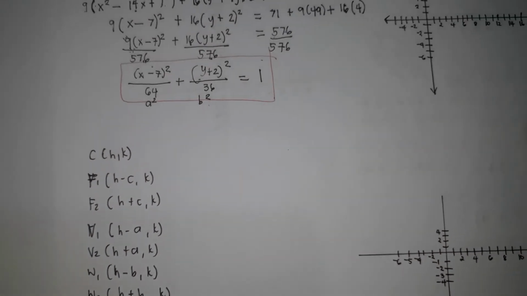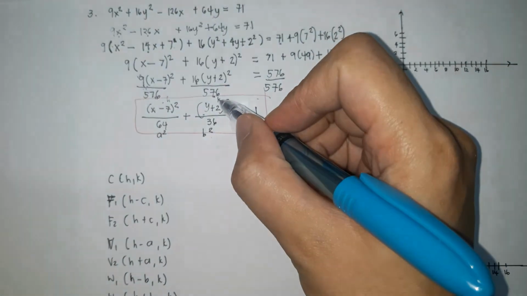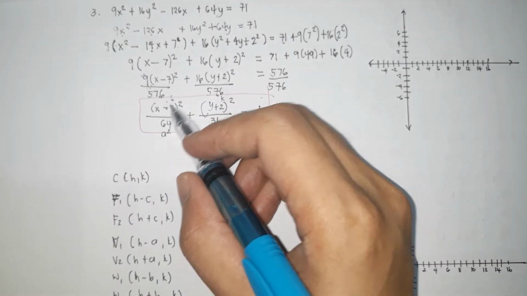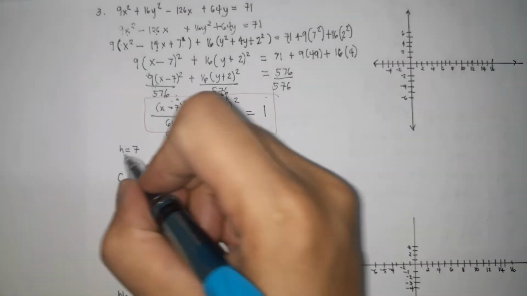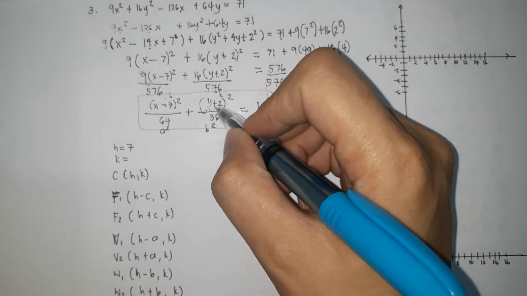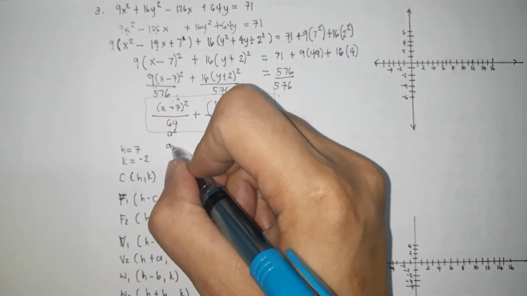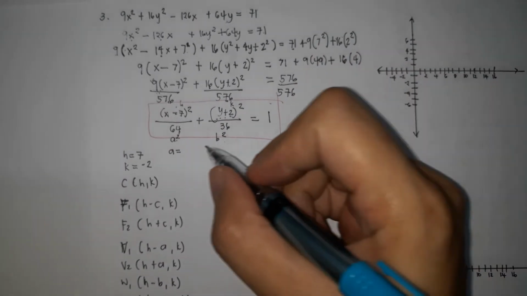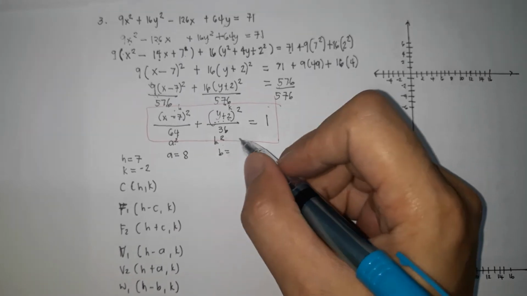Next, we need to identify which is H and which is K. This is H. This is K. So, H is 7, because it's minus, H is 7. For K, it's y minus K. Since it's plus, 2 becomes negative. Next, A, square root of 64, that's 8. B, square root of 36, it's 6.